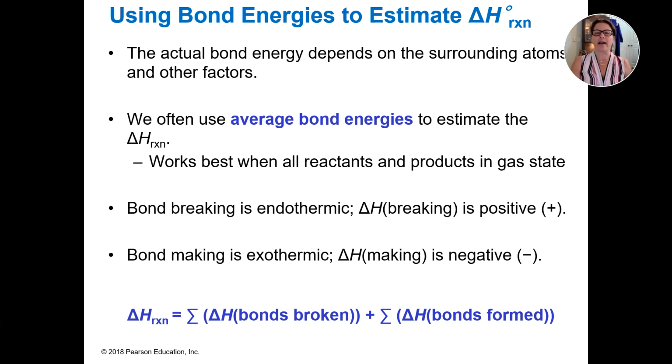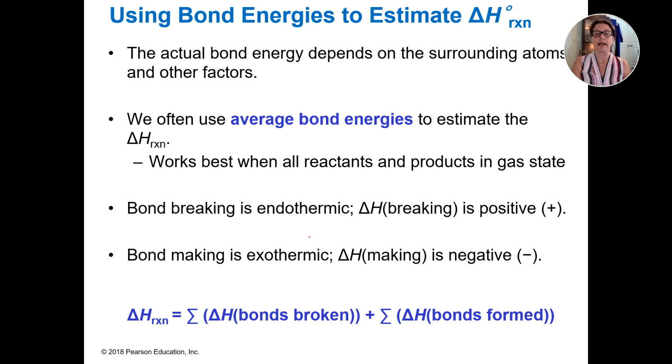So bond energies, we call them average bond energies because they've been experimentally determined, with many, many, many experiments and reactants. So everything you see on a chart is an average of those double bonded carbons and oxygens or single bonded hydrogens, et cetera, et cetera. It also works best when all reactants and products are in the gaseous state. A little bit trickier when they're not gases.